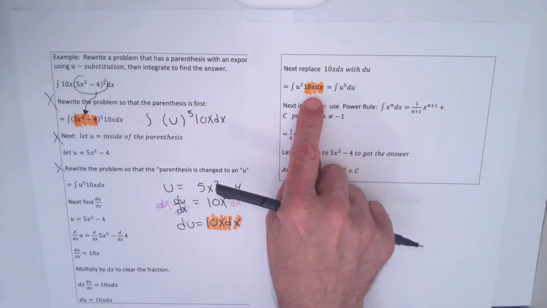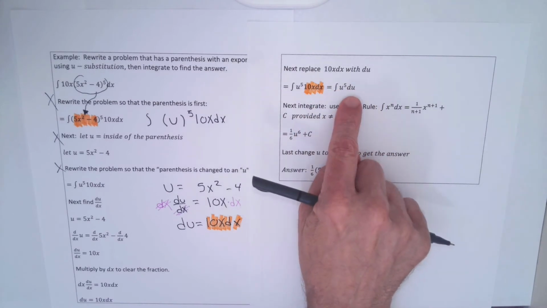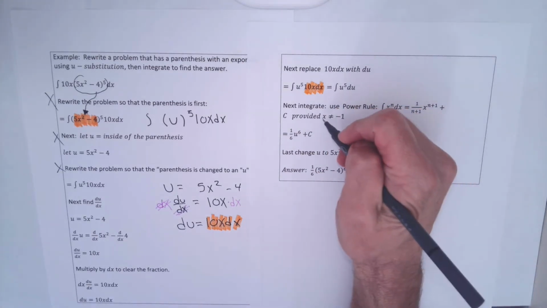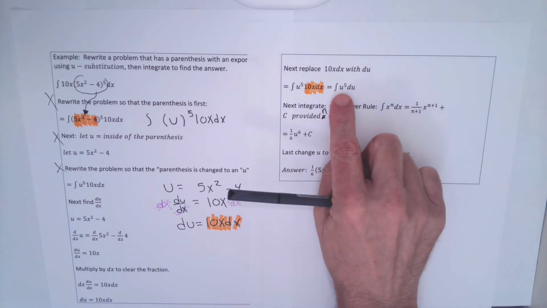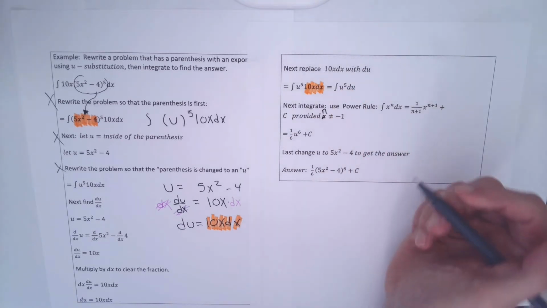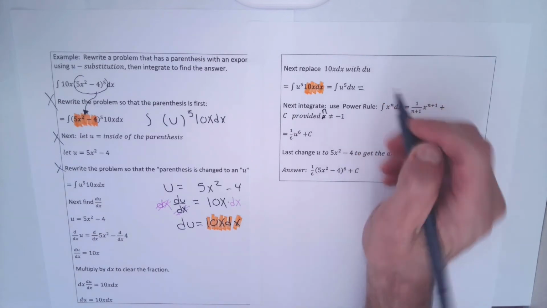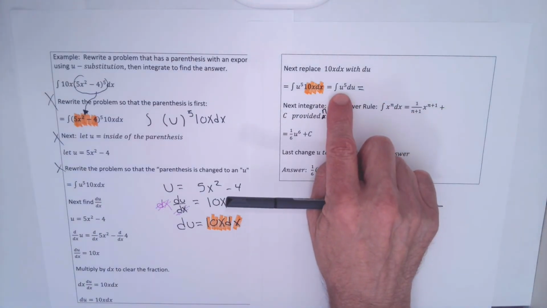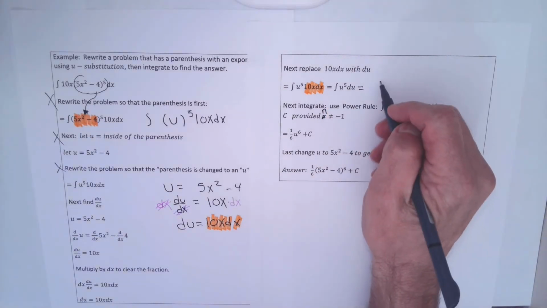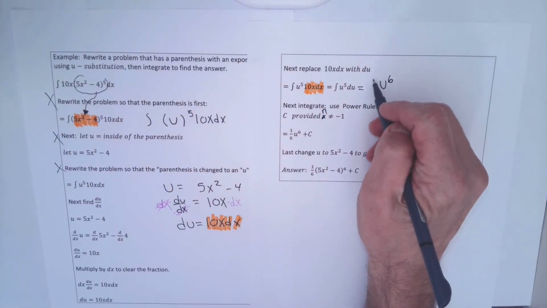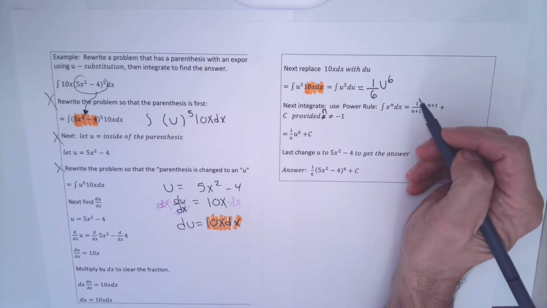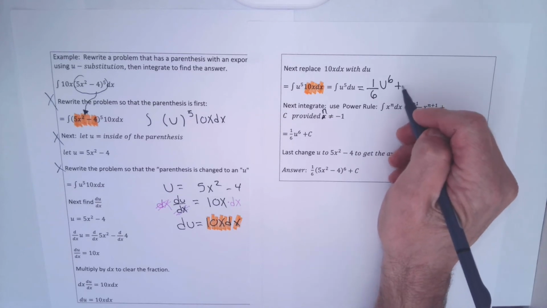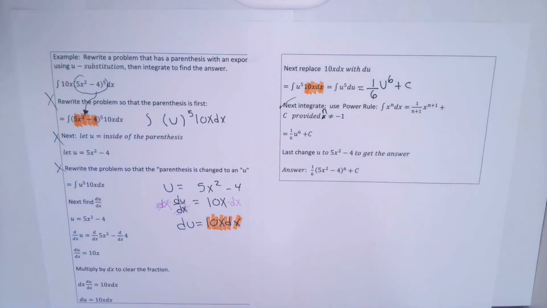So what am I going to do? I'm going to take that 10x dx and replace it with du. This now is ready for the power rule, because the power rule allows me, even if the variable is not x, if it's just a single variable to an exponent, to add 1 to the exponent. So now I can integrate this. It's set up perfectly for the power rule. Single variable, even though it's not an x, I'm going to add 1 to the exponent, multiply by a fraction that has 1 over the new exponent in its denominator, so 1 over 6, and tack on the plus c. So now I've integrated using the power rule.